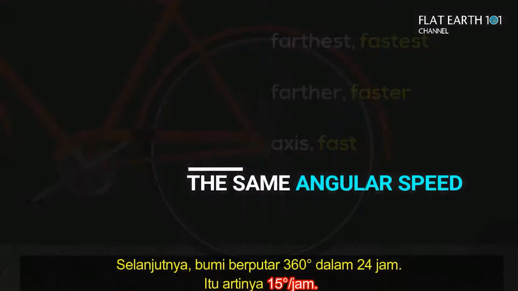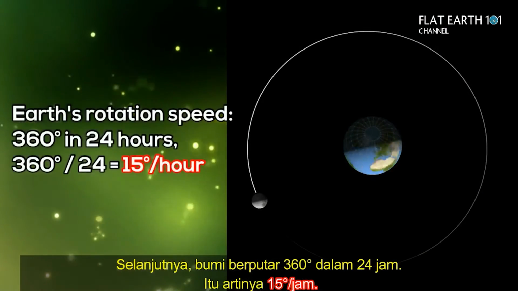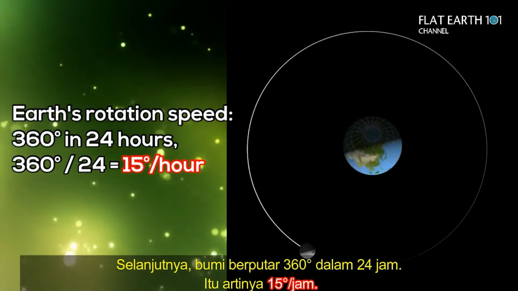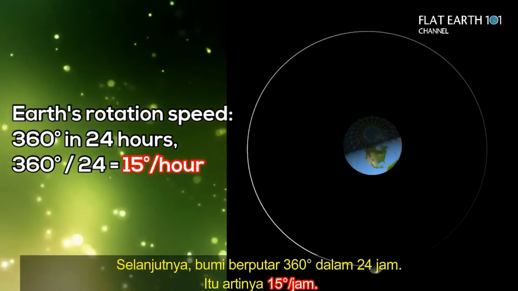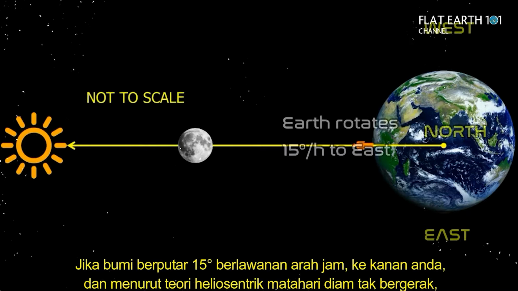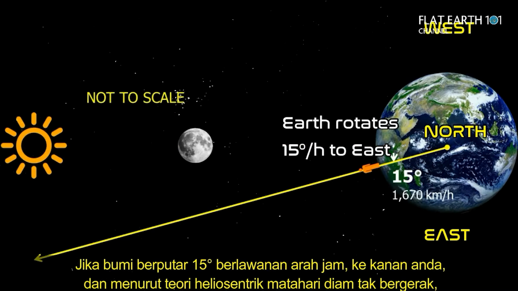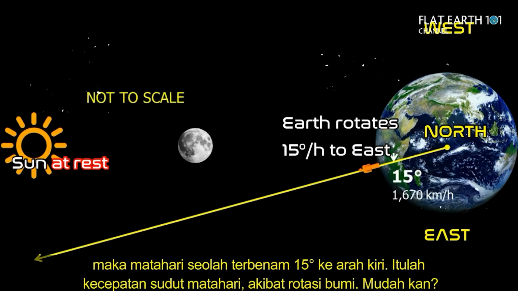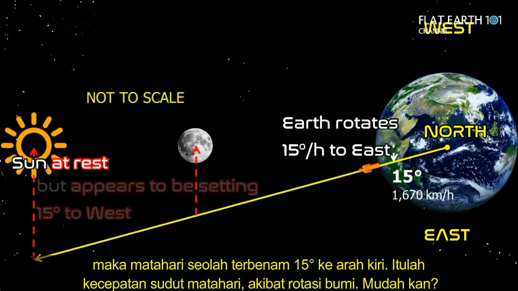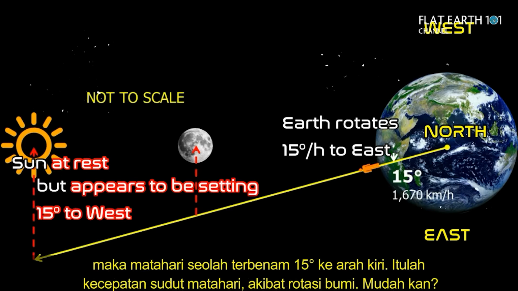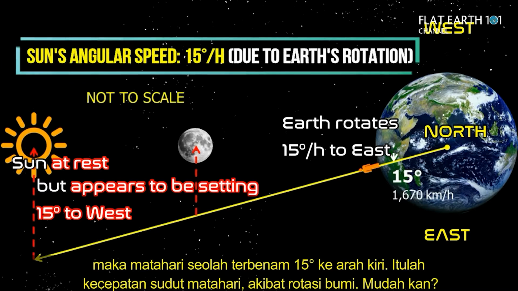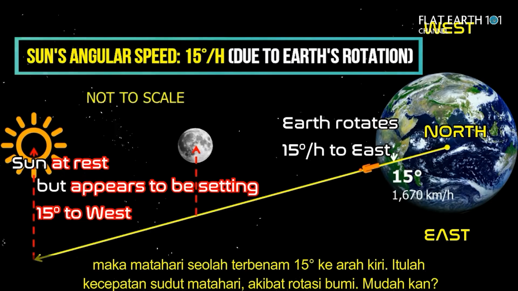Now, the Earth is rotating 360 degrees in 24 hours. It means 15 degrees per hour. If the Earth is moving 15 degrees counterclockwise to your right, and according to heliocentrism, the Sun is at rest, then you will see the Sun appears to be setting 15 degrees to your left. That's the angular speed of the Sun due to Earth's rotation, okay?